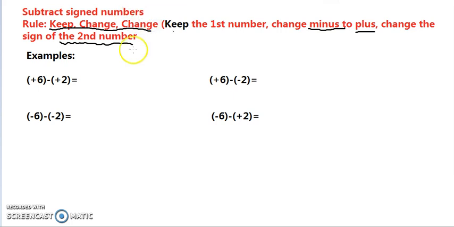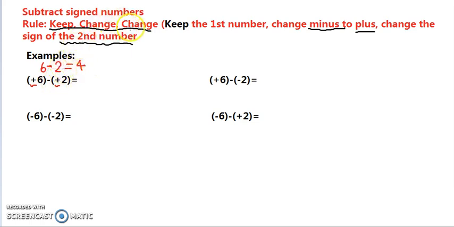Now the first one, positive 6 minus positive 2. This question can actually be solved by getting rid of the plus signs. Positive 6 is the same as 6. Minus will still be minus, and so the positive sign here and that positive sign can be omitted. So positive 2 is like 2, so it's like 6 minus 2, which is equal to 4.